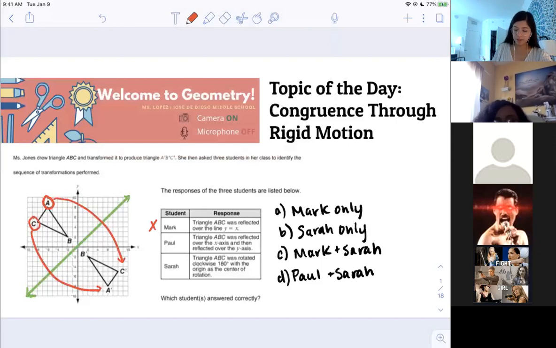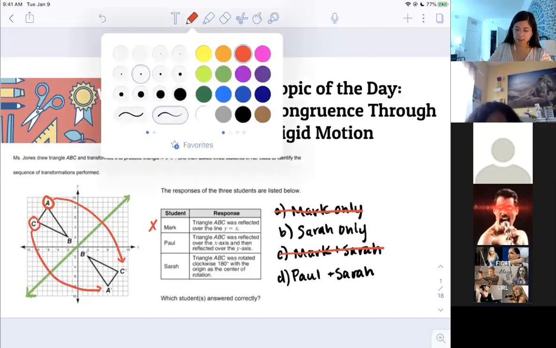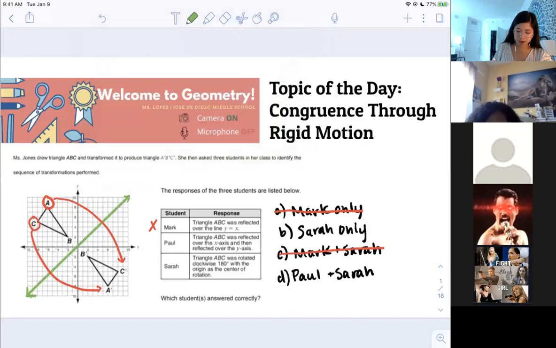So I know that I can get rid of A, and what else can I get rid of? C, because Mark is incorrect, so it can't be Mark plus Sarah. Exactly. And now looking at the answers I have left, which of the students do I automatically know is correct, even though I didn't look at it yet? Sarah, because there's 2 of them. Right, Sarah comes up twice, so I already know she's right. The only thing I need to check is whether Paul is correct.